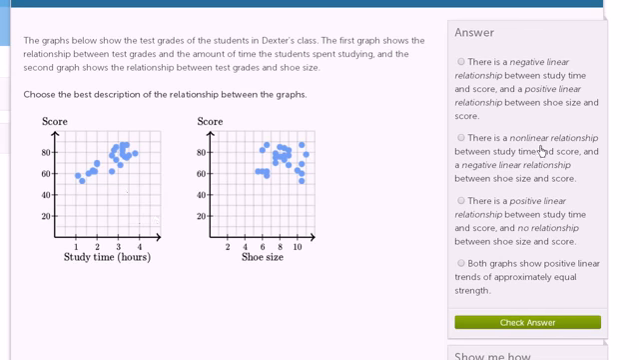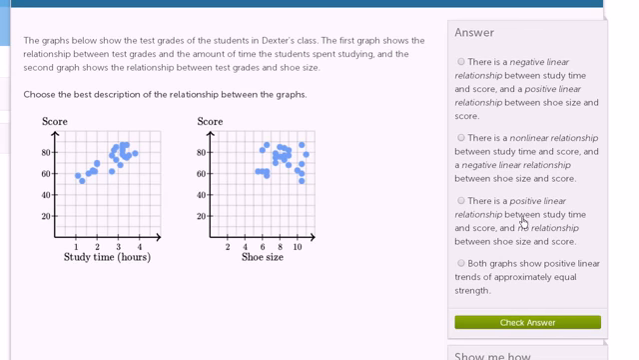There is a nonlinear relationship between study time and score, and a negative linear relationship between shoe size and score. Well, that doesn't seem right either. A nonlinear relationship, it would not be easy to fit a line to it. And this one seems like a line would be very reasonable. And it doesn't seem like there's any type of relationship between shoe size and score. So I wouldn't pick this one either.